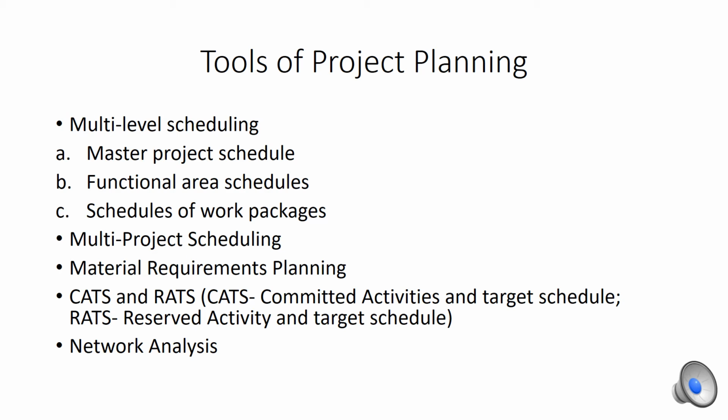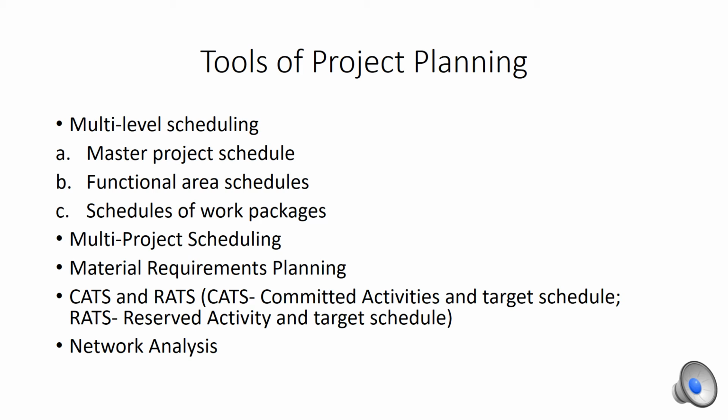Number one, multi level scheduling. Now, how does it work? What are the things that are included in this? Number one, master project schedule, functional area schedules, and of course, schedules of work packages. Next one, we have talked about multi level scheduling. Now it is about multi project scheduling, right? It is about the project.